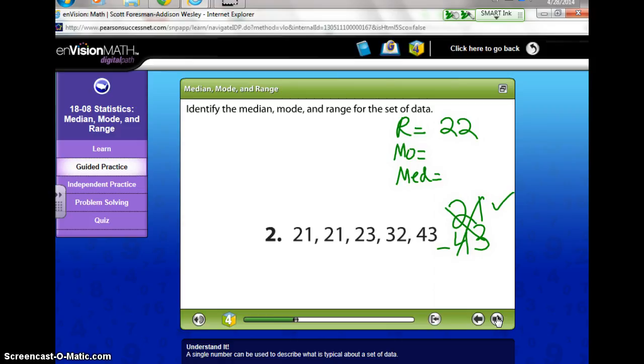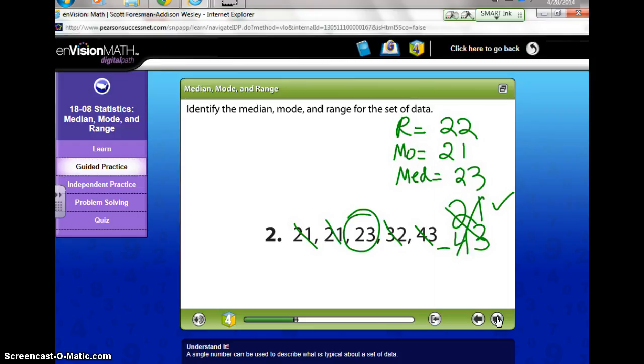Okay, how about the mode, Alexis? 21. Why 21? It repeats twice. Good. And Sam, how about the median? This was an easy one because there's an odd set of numbers. So we know that we're left with this one in the center.